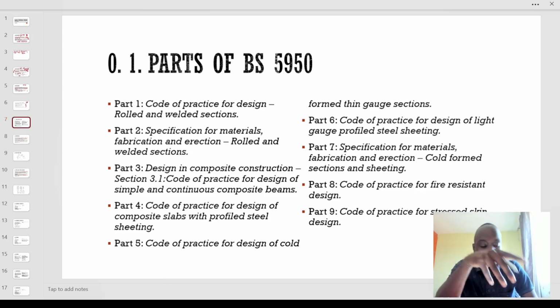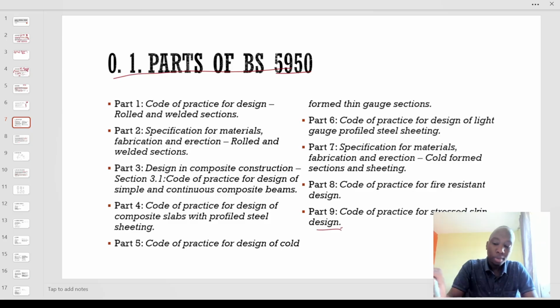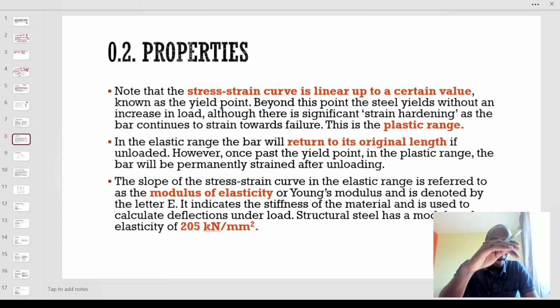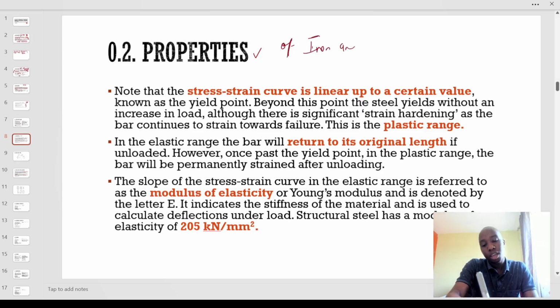I think this one you just study on your own. The parts of BS5950, what does it entail? These are the 9 parts. I don't want us to go into depth about all this. So talking about the properties, now these are properties of iron and steel, because we want to start with the design of steel.